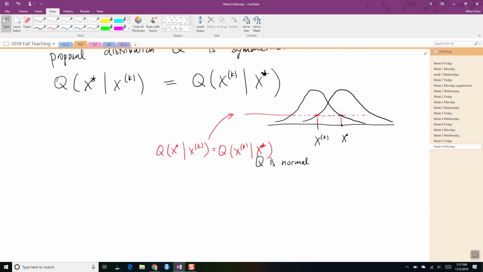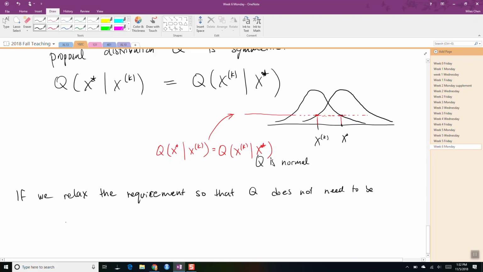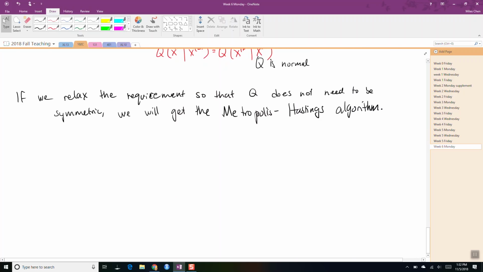Okay, we can relax this requirement so that Q does not have to be symmetric. Then we get something called the Metropolis Hastings algorithm. Okay, so in the Metropolis Hastings algorithm, Q does not need to be symmetric, and so these will be the steps in the Metropolis Hastings algorithm.